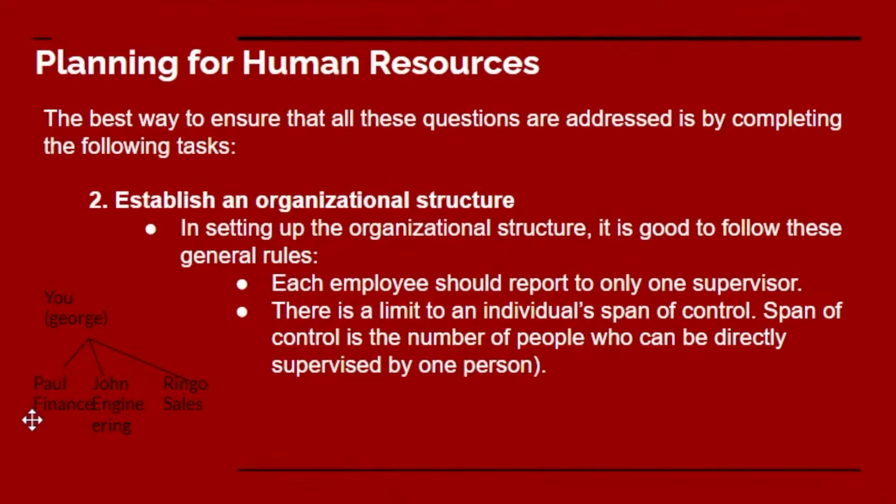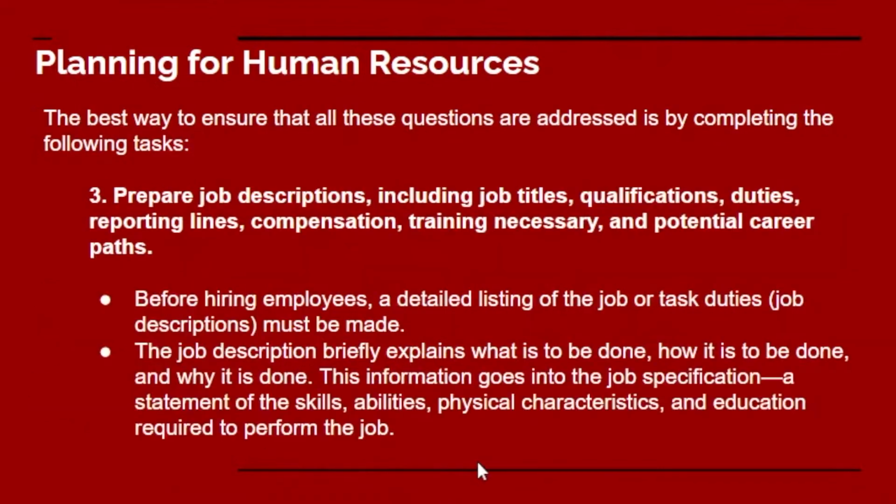And John will be responsible for all the things engineering. And Ringo is going to be responsible for sales. So effectively what we've done is we've said to these people, you will have a specific role that's going to be your expertise. And obviously, if the organization grows larger, Paul will have people under him, John under him, and so on. So the idea is that we can create an organizational structure and identify who does what within that organizational structure.